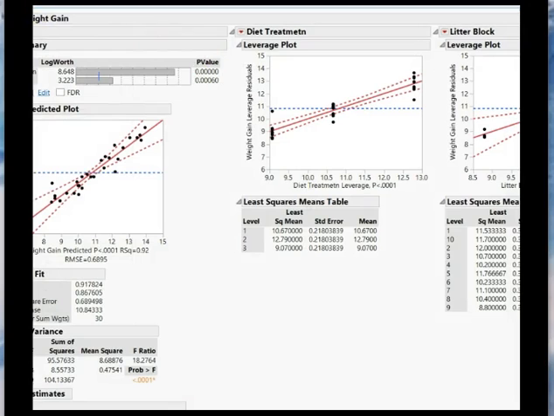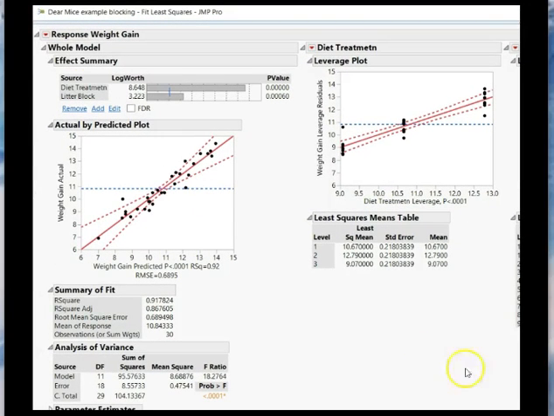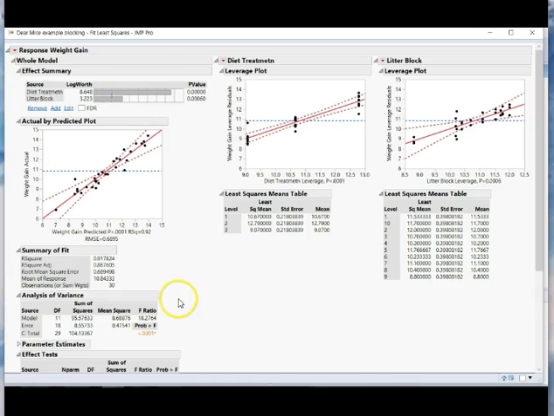And I wanted to spend a little bit of time going over this output because it does look a little bit different than what we've seen before. There's a lot here, and we'll break it down. First of all, just know that the Fit Model platform assumes that you're trying to make a predictive model, because usually that's when people start throwing a lot of variables into an analysis.